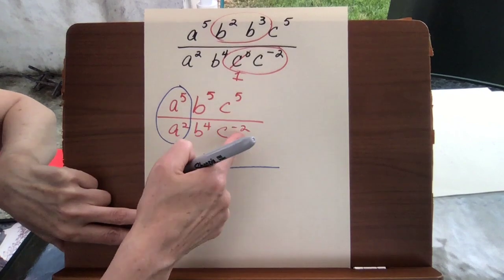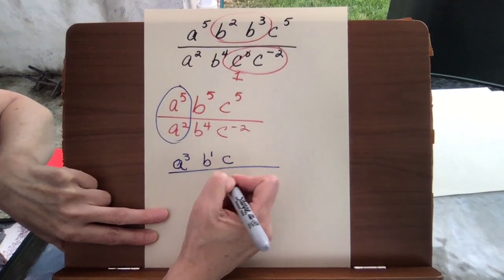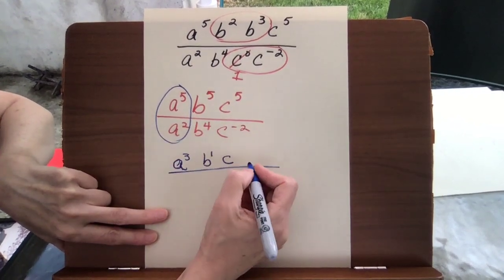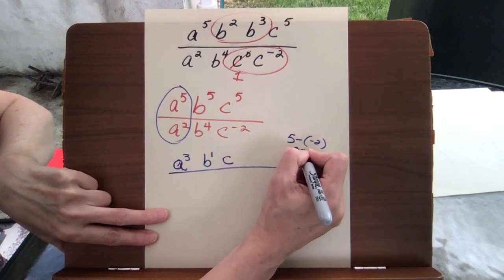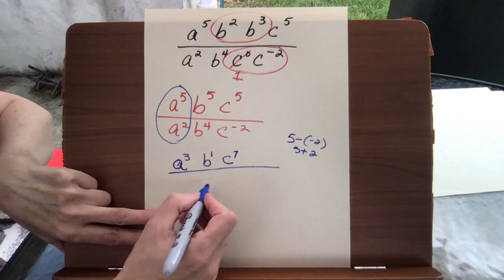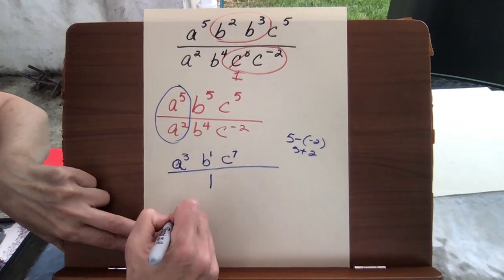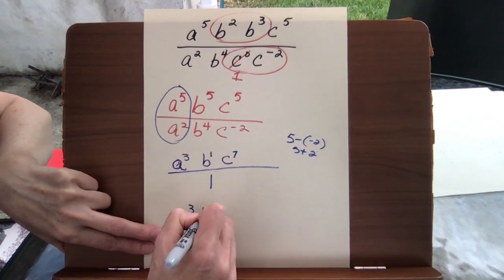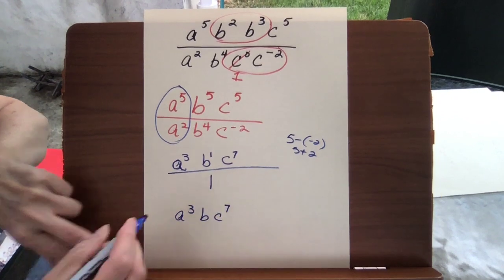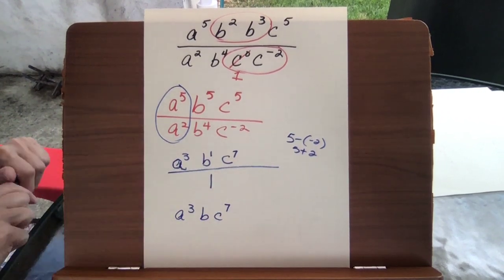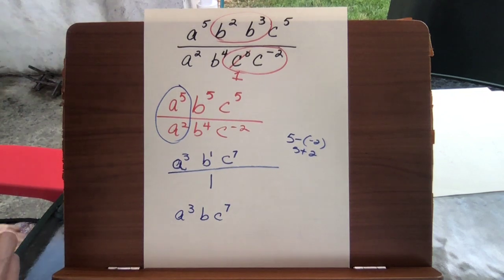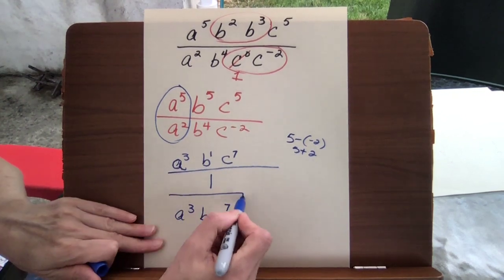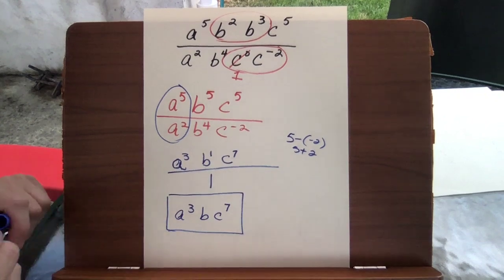And c, 5 is larger than negative 2, so c stays in the numerator. 5 minus a negative 2, do it on the side if you need to, is going to be 5 plus 2, which is 7. And this would be a 1 in our denominator, so our final answer is a cubed b c to the 7th. If you wanted to write the first power on b, that's fine, but it is understood to be there, so you don't have to. And that's our final answer. A cubed b c to the 7th.